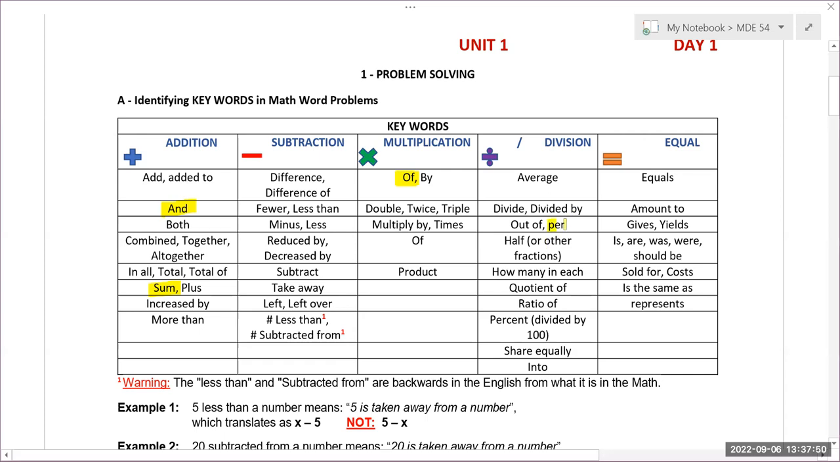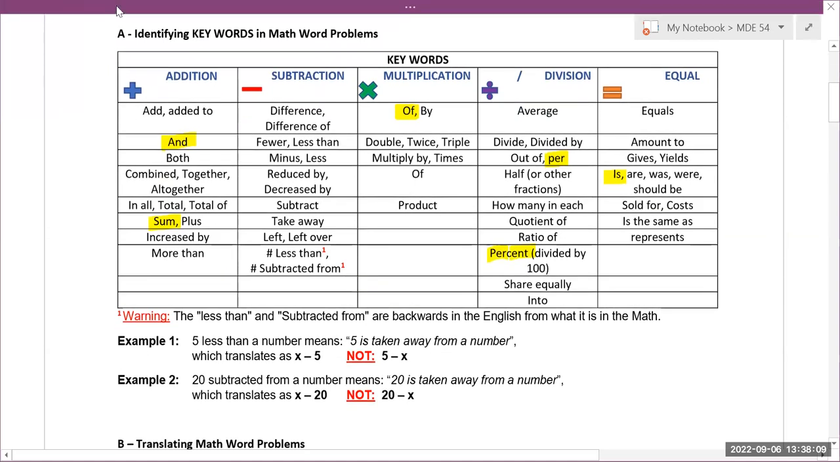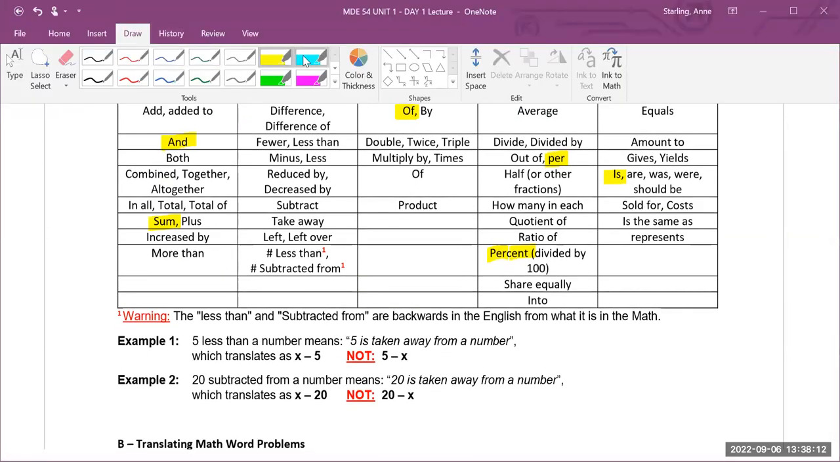Division, the one I like to point out, is per. So when I see percent, it means divide it by 100 when you put it into a math problem. And then for equal, the most common I find is. So 2 plus 2 is 4 means that equality. And there's the others, look through them.